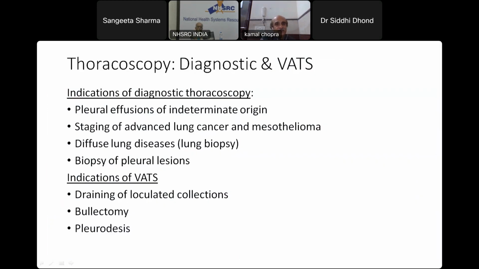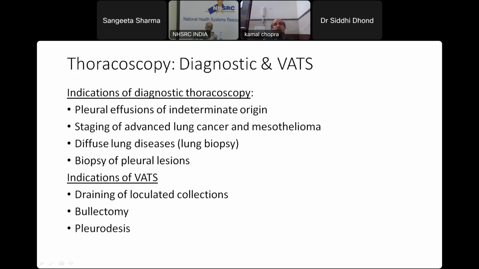Thoracoscopy, two types: it can be diagnostic, or video assisted thoracoscopy can be done. Indication, I told you, pleural effusion. If a malignancy is detected and we want to see the staging of the disease, how much pleura is involved, whether pleura has involved or not. In diffuse lung diseases, it is very important to take a lung biopsy through this, and a pleural lesion biopsy can be taken.